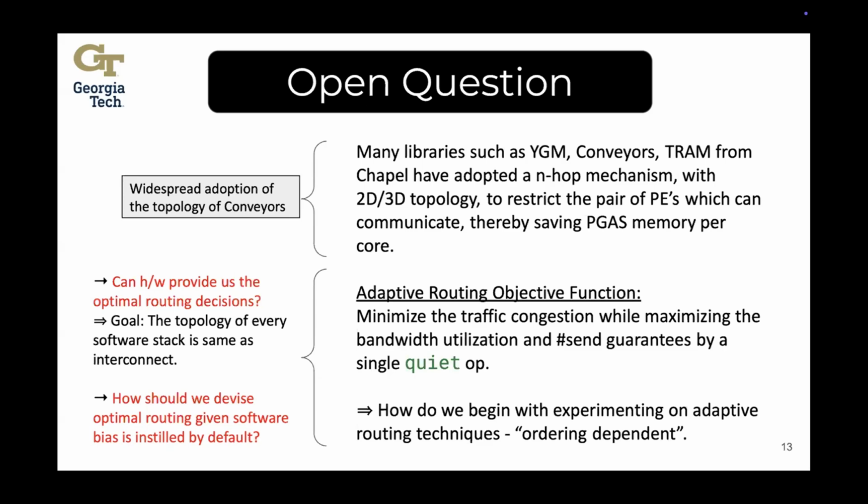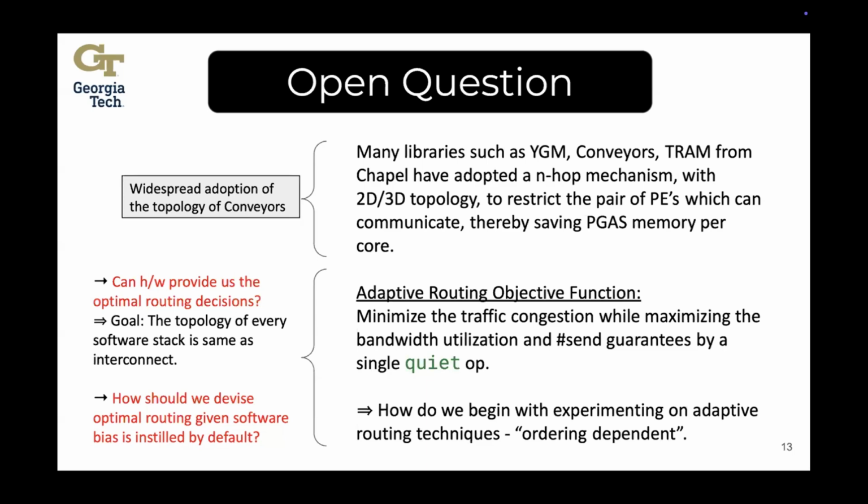Let's come to the adaptive routing objective function that we understand so far, and as we looked, it's quite static as of now. If we want to make this adaptive routing technique more optimal, the trade-off space we're dealing with is a simple objective function: minimize the traffic congestion while maximizing the bandwidth utilization, which is what Converse already handles, and the number of sends that are guaranteed by a single quiet op. That is, does a quiet op guarantee two asynchronous send operations to be completed, or does it guarantee 100 of them for the same size? This is the trade-off that we are particularly dealing with when it comes to adaptive routing.